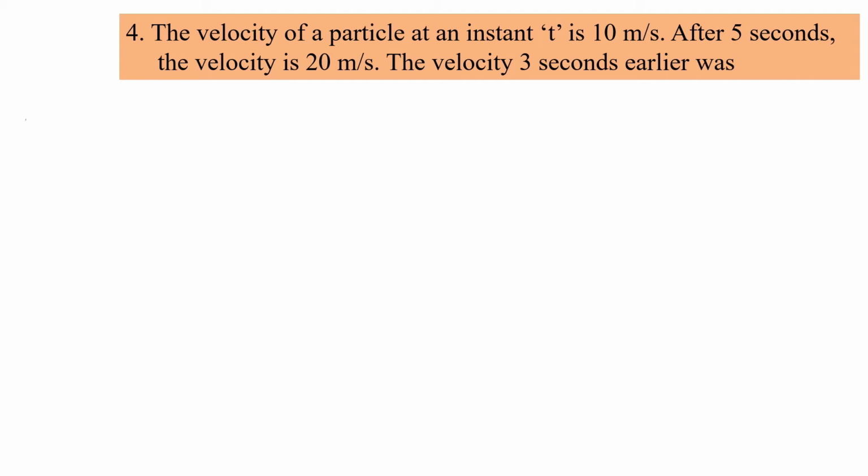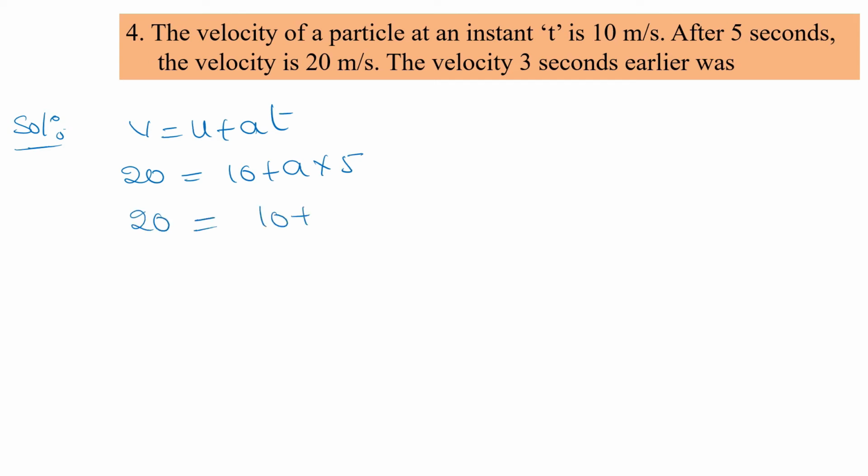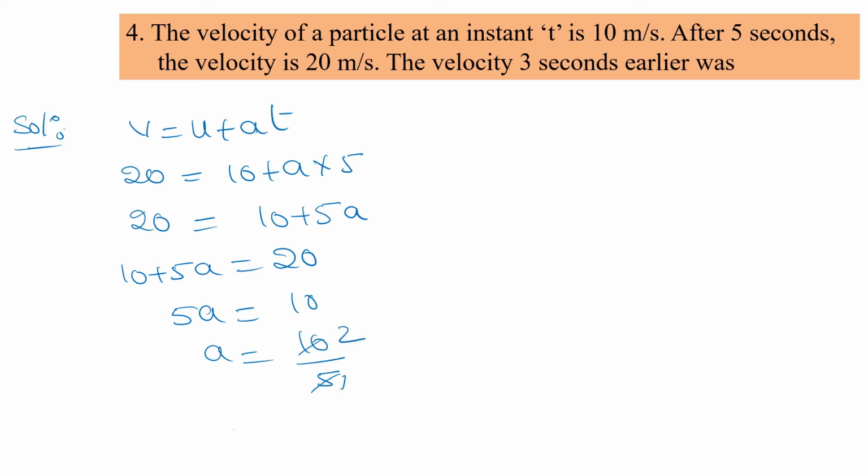From the first equation of motion, v is equals to u plus at. Substituting values, 20 is equals to 10 plus a into 5. So 20 is equals to 10 plus 5a. So from this, 10 plus 5a is equals to 20, or 5a is equals to 20 minus 10, 10. So a is equals to 10 by 5, 5 ones, 5 twos. So acceleration a is equals to 2 meters per second square.